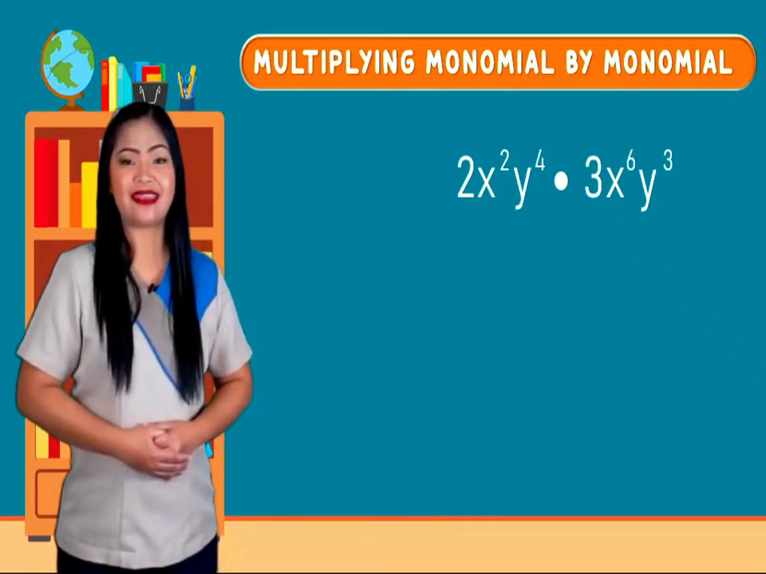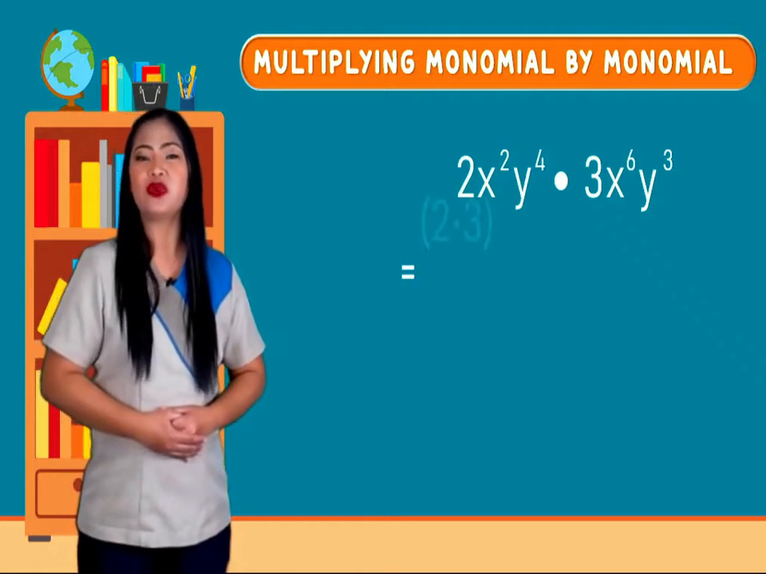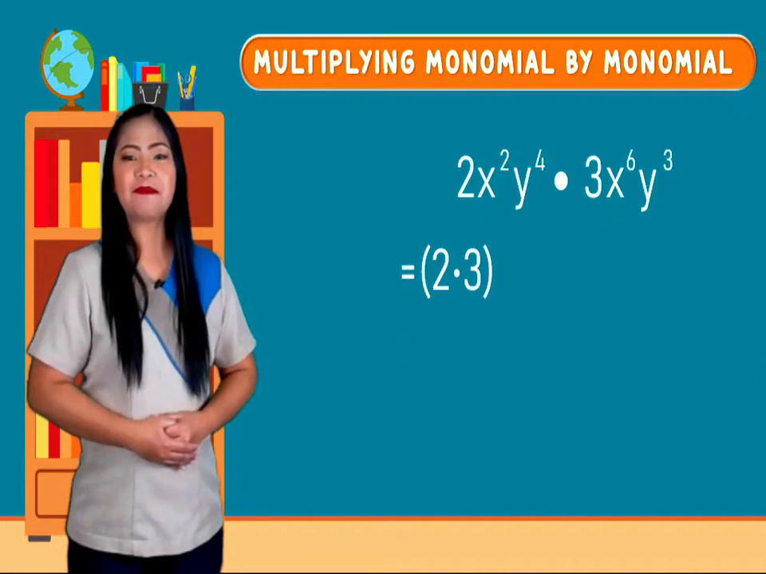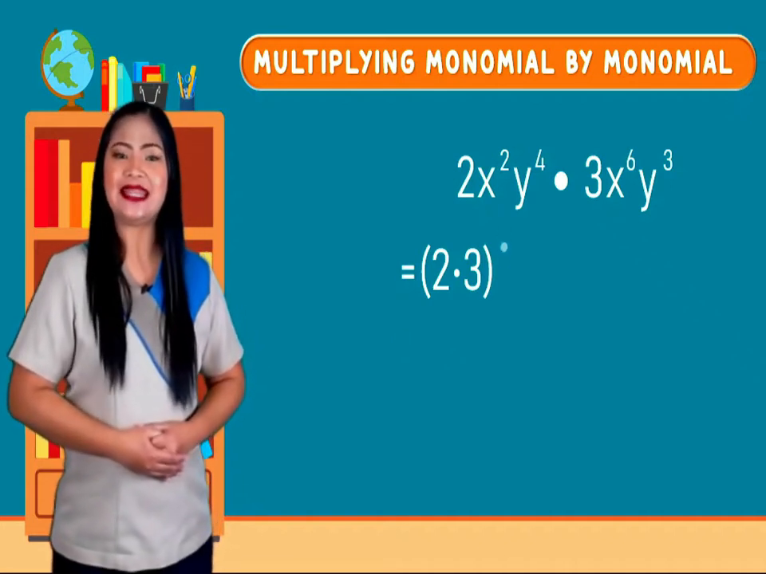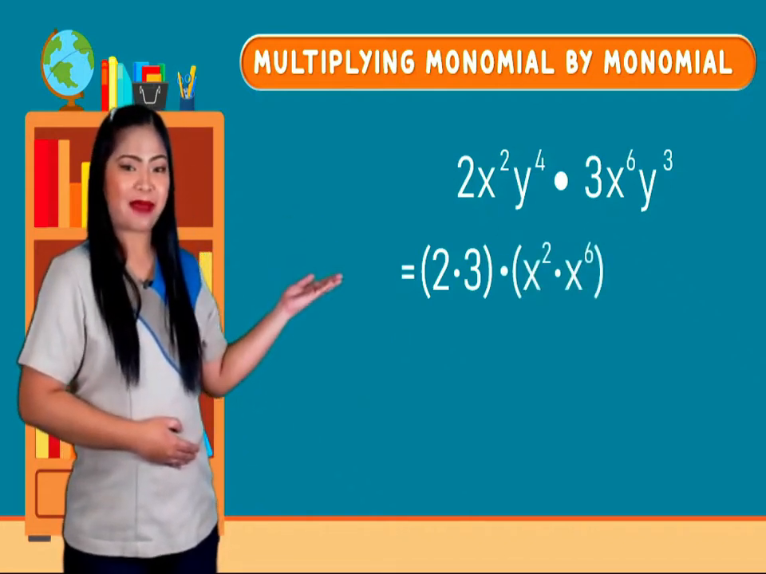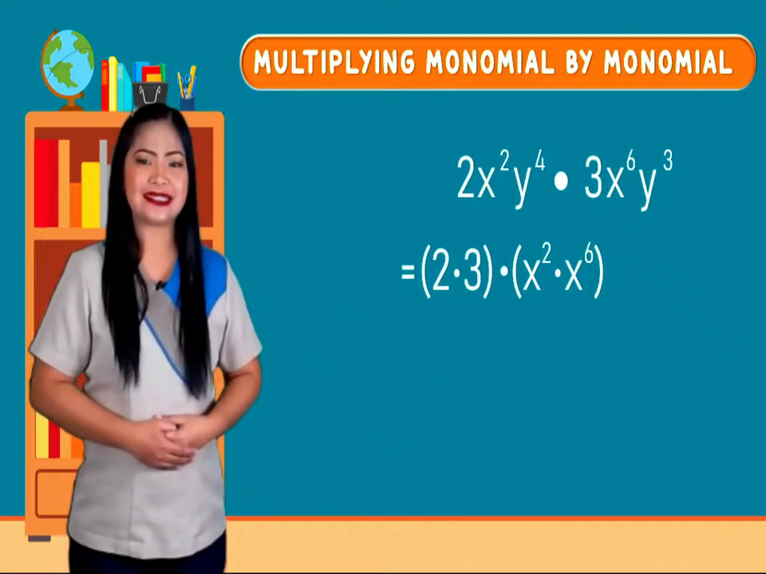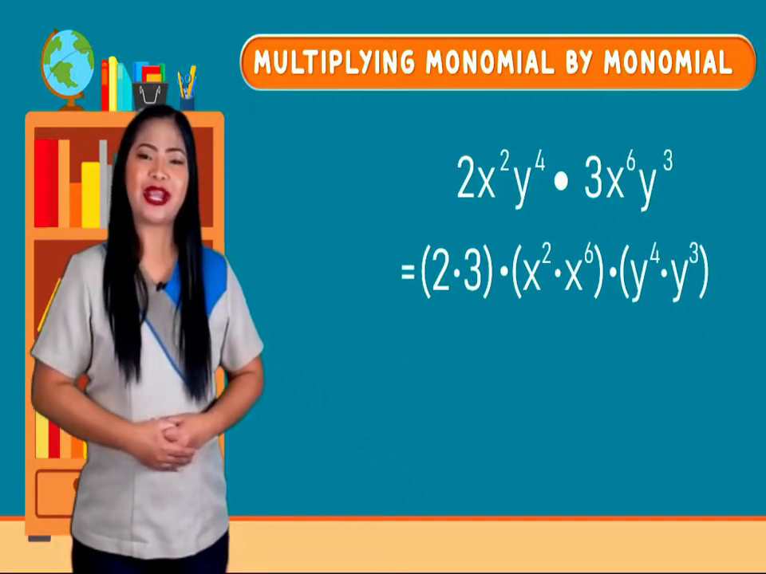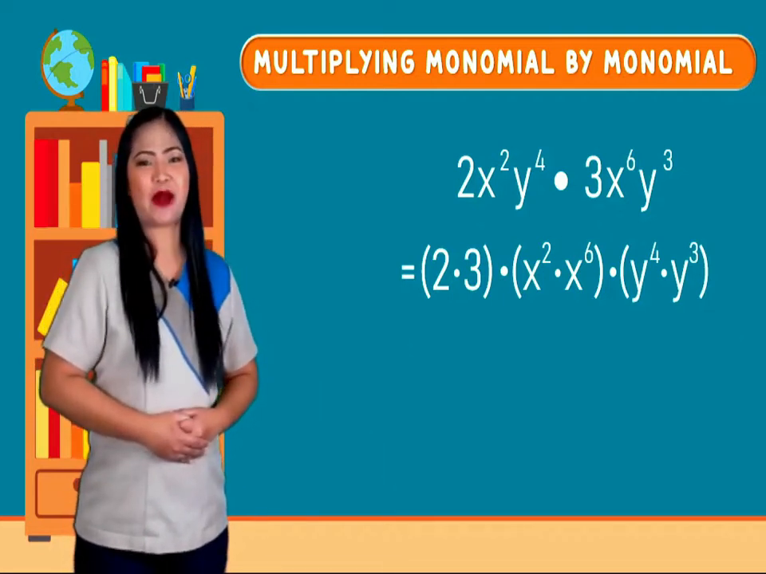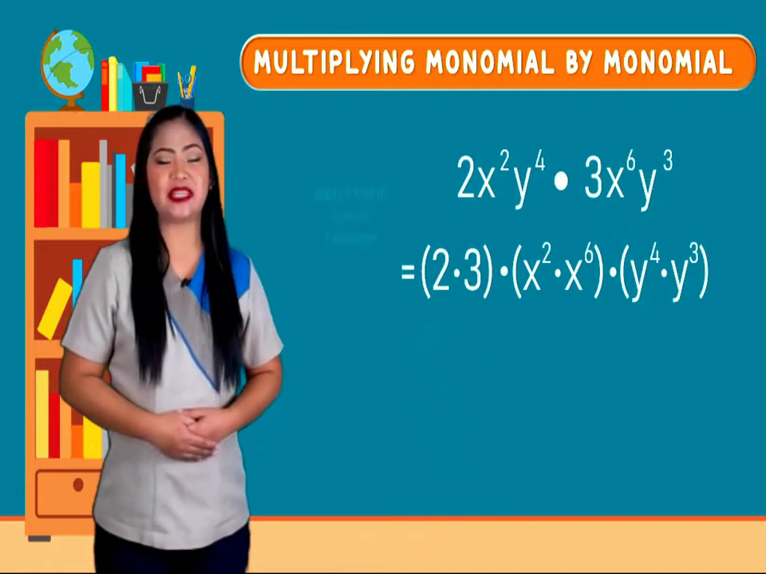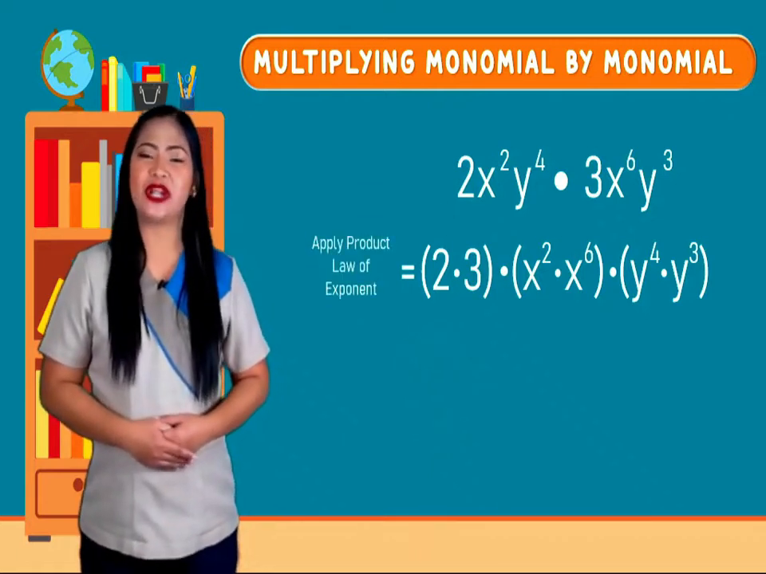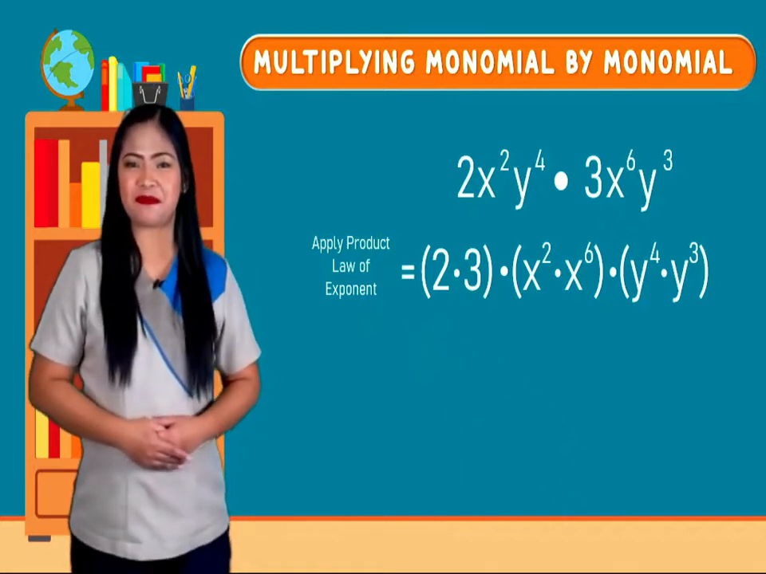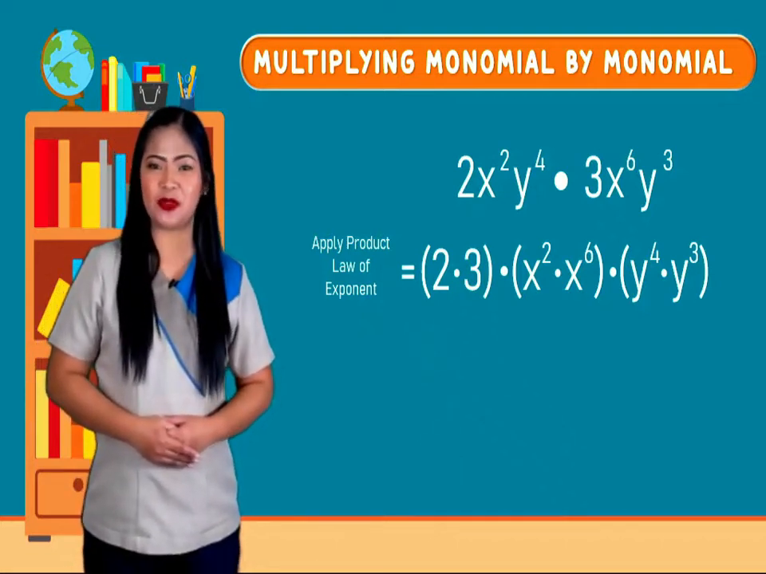First is to multiply their numerical coefficients, which are 2 and 3. Then, multiply the ones with the same base, like x raised to the second power and x raised to the sixth power, and y raised to the fourth power and y raised to the third power. Now, we apply the product law of exponents, wherein if we are multiplying same bases, we just copy the common base and add their respective exponents.